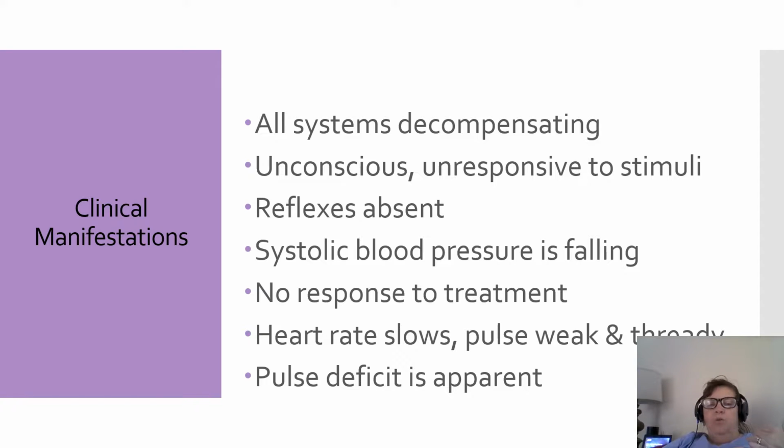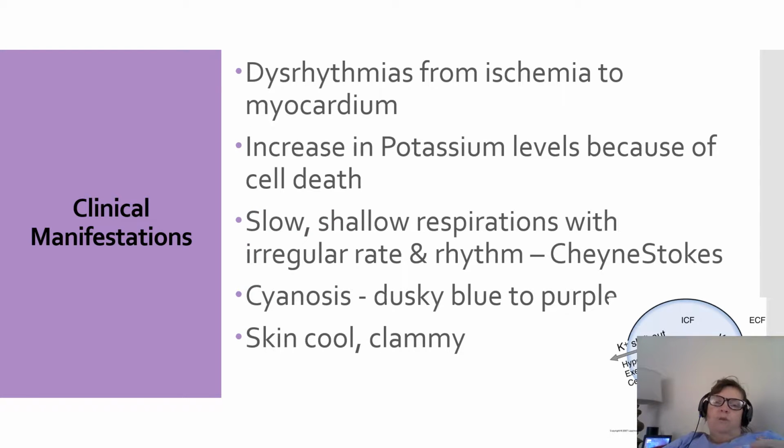Heart rate slows, the pulse is weak and thready, and a pulse deficit is apparent. Dysrhythmias from ischemia to the myocardium occur, with an increase in potassium levels because of cell death. Slow, shallow respirations with irregular rate and rhythm, or we call that Cheyne-Stokes. Cyanosis, dusky blue to purple color, and the skin is cool and clammy.